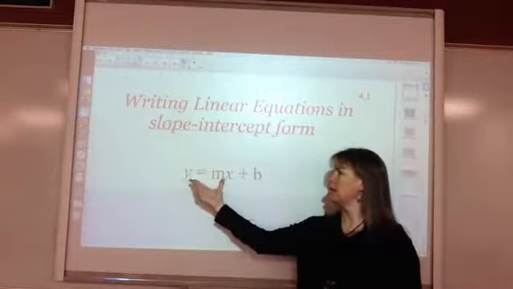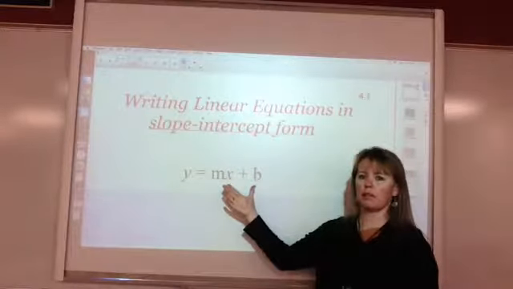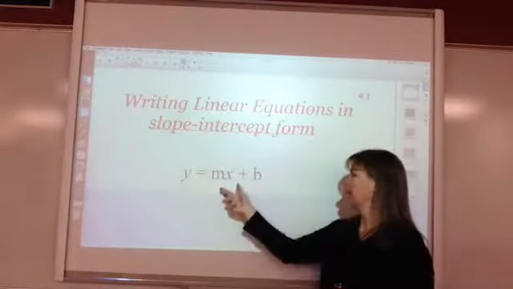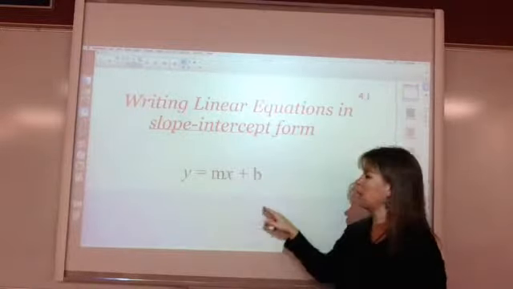Slope-intercept form we've already visited, y equals mx plus b. We know how to find m, we know how to find b, we know how to graph it. Reverse the order. Now, if given m and given b, can you make the equation? If given a graph, can you write the equation?